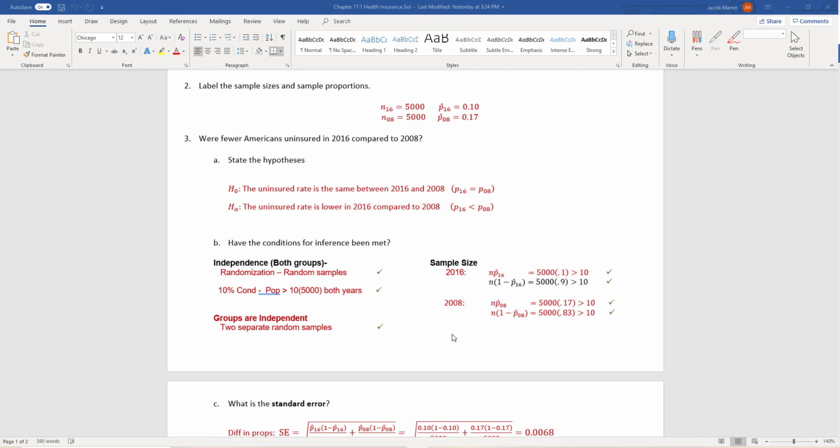We'll do the same thing in 2008. In 2008, 17% of the people surveyed didn't have health insurance. So we'll take 5,000, multiply it by 0.17. That's 850. That's greater than 10. And then we'll do the proportion of people who did have health insurance times our sample size. So 5,000 times 0.83 gives you 4,150. That's more than 10. That means we meet our sample size condition as well.